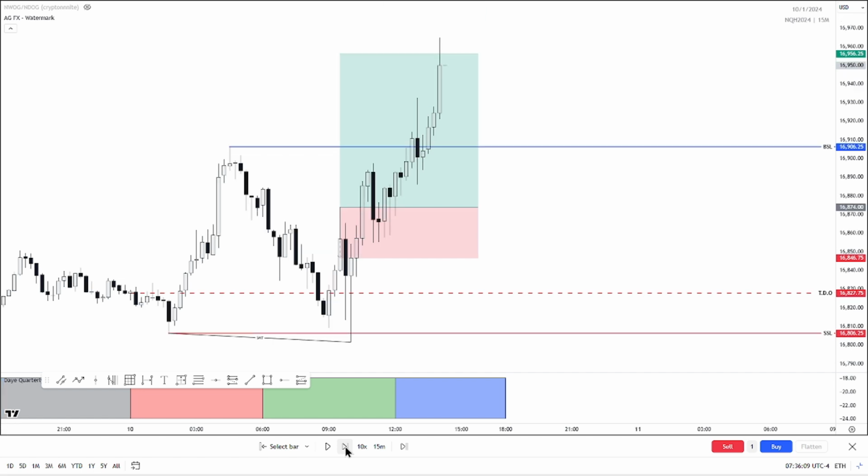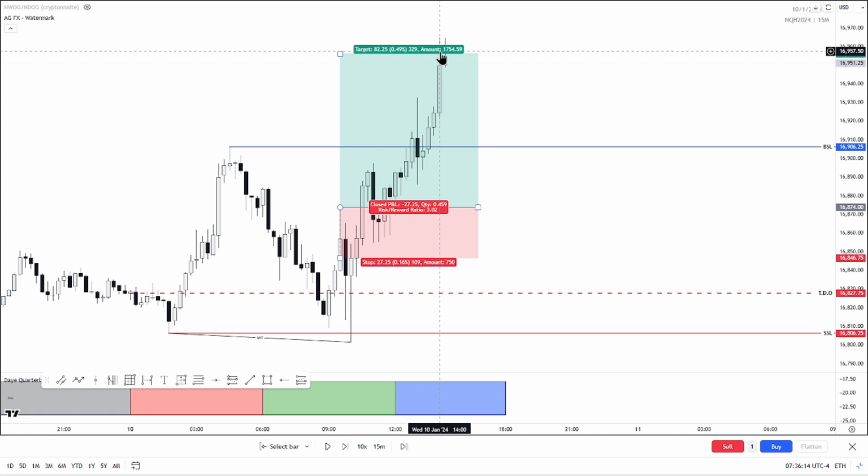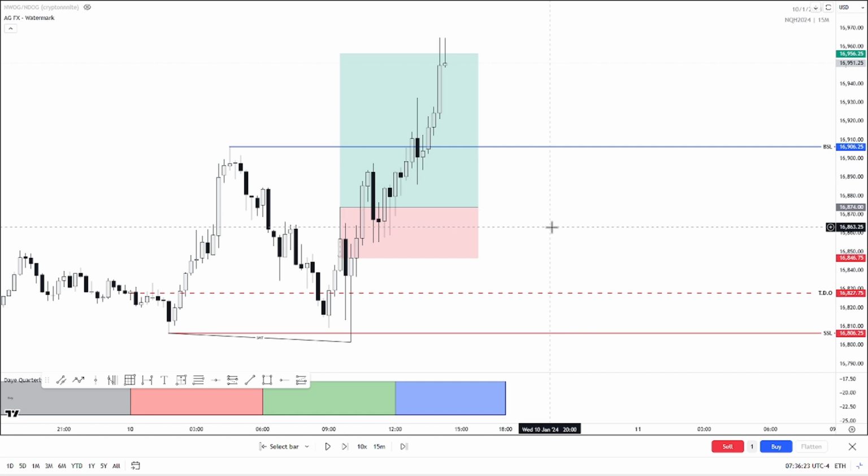Once price trades above that high, you could put your stop to break even and watch to see if it reaches your target. As you can see over here, we have reached the target. Let's look for another setup.